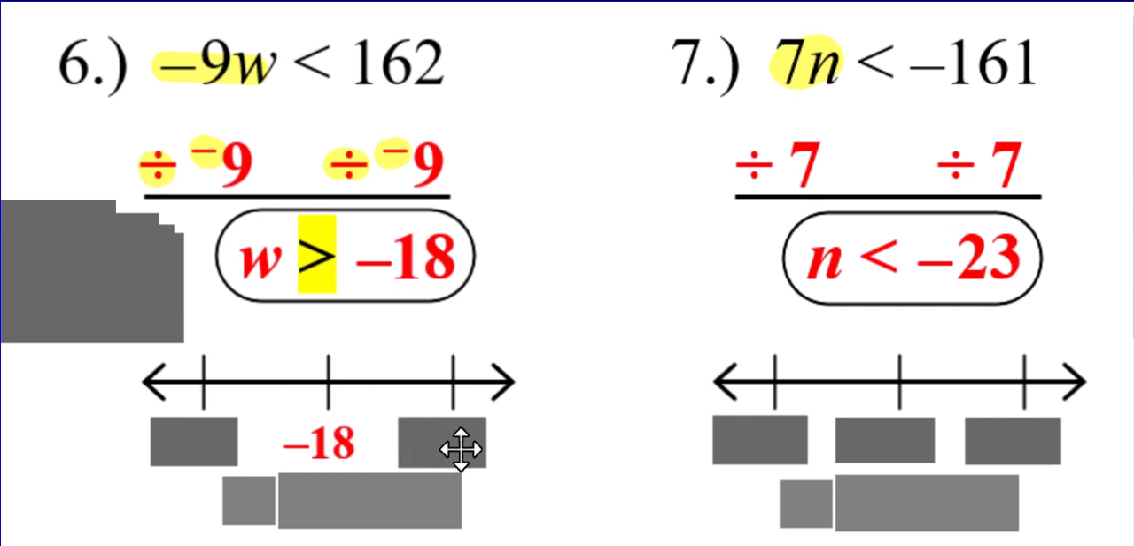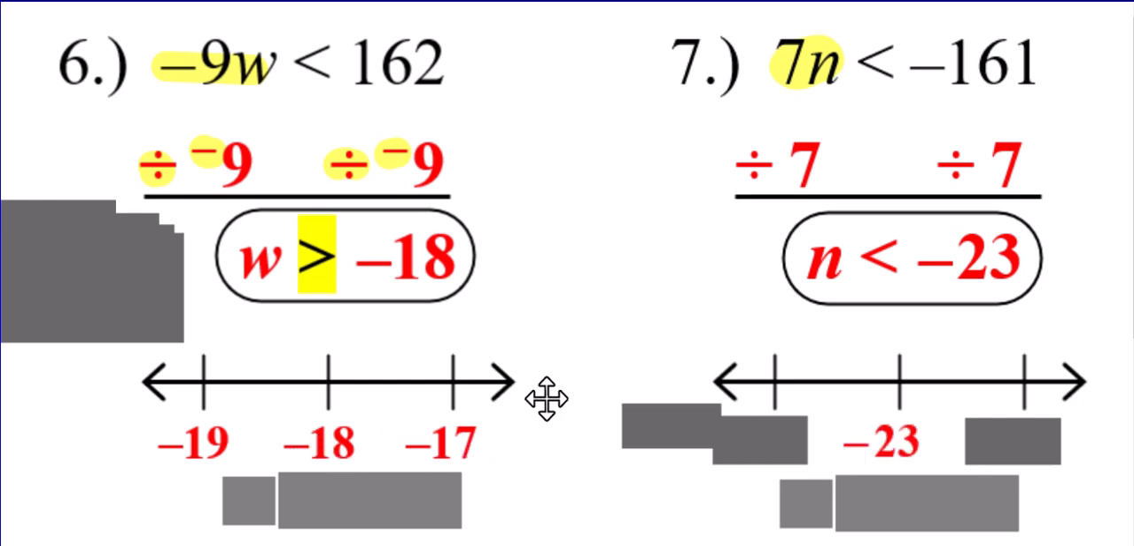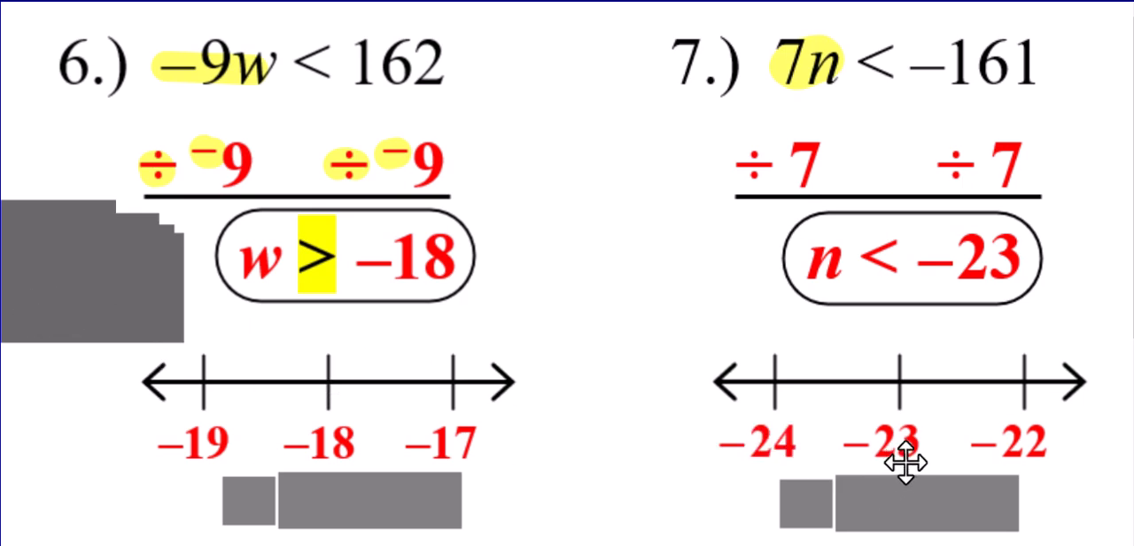Negative 18, the negative numbers go in this order. Number 7 also had negatives, so these are reverse order from positives. This is why negative 22 is on the right and negative 24 is on the left. Both of these are going to get open circles because on both of these answers, the inequality symbol did not have an equal to bar.